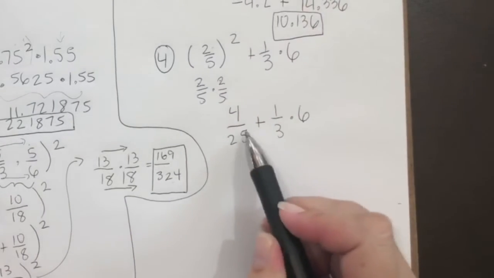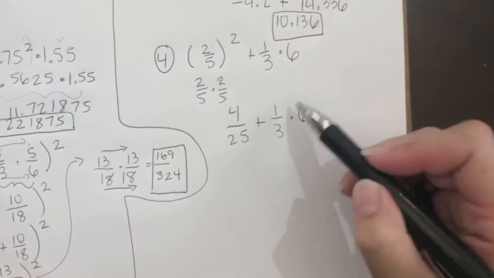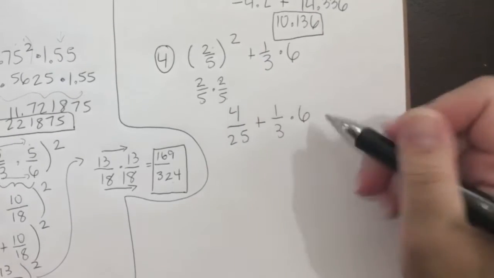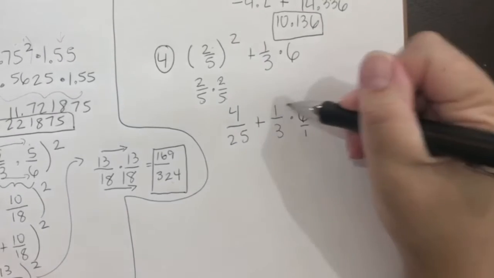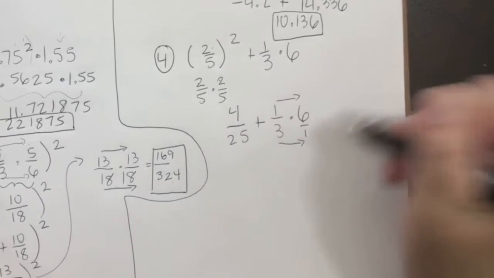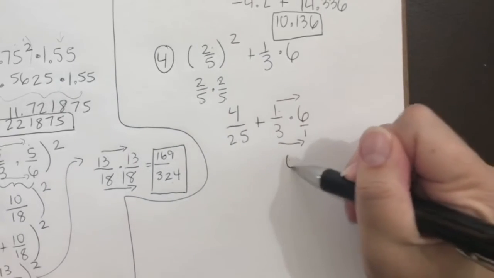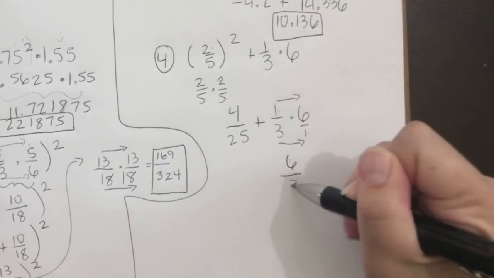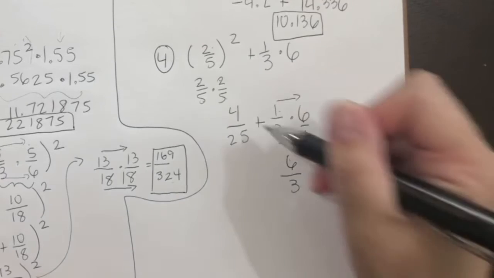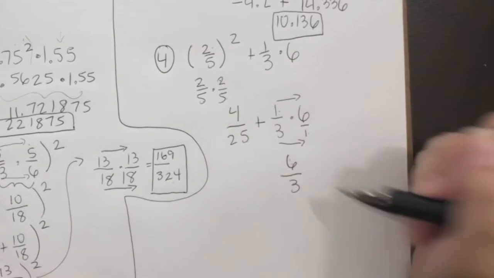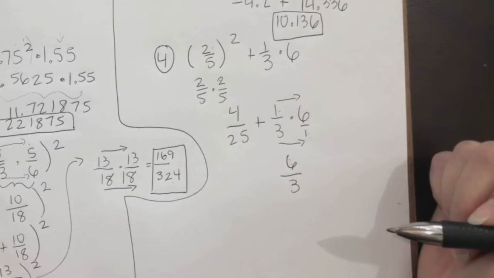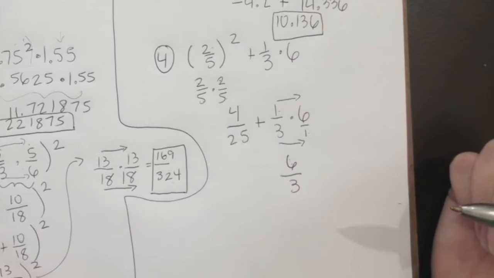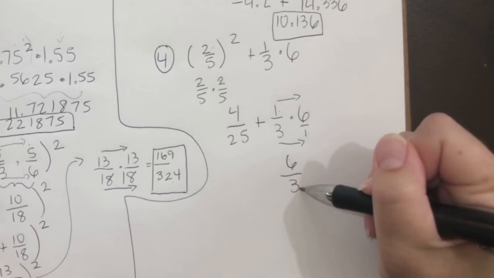So we have an addition, multiplication. We're going to do multiplication first. Let's just put the 6 over 1, and we can multiply those. 1 times 6 is 6. 3 times 1 is 3. And we could actually reduce that to just 2, right? 6 divided by 3 is 2. So let's do that.